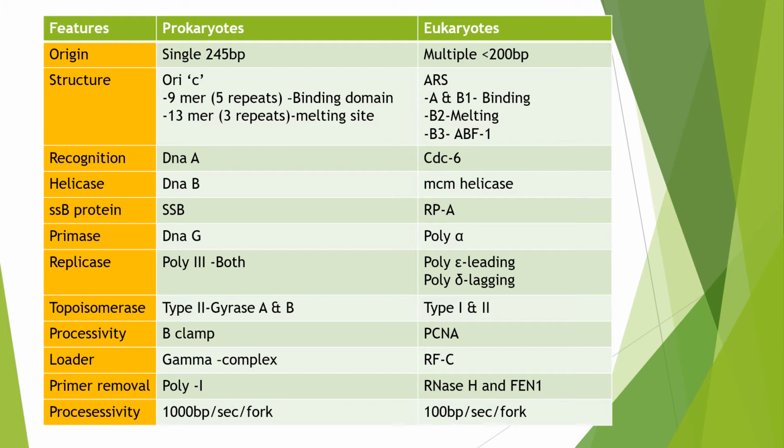But the number of ori sites is more in eukaryotes than in prokaryotes. Obviously, the eukaryotic genome is larger in size and more complex, and hence the process must be more precise as well as accurate. So to maintain that accuracy, the speed or the processivity is also less. With this, we have finished the features in both prokaryotes and eukaryotes.